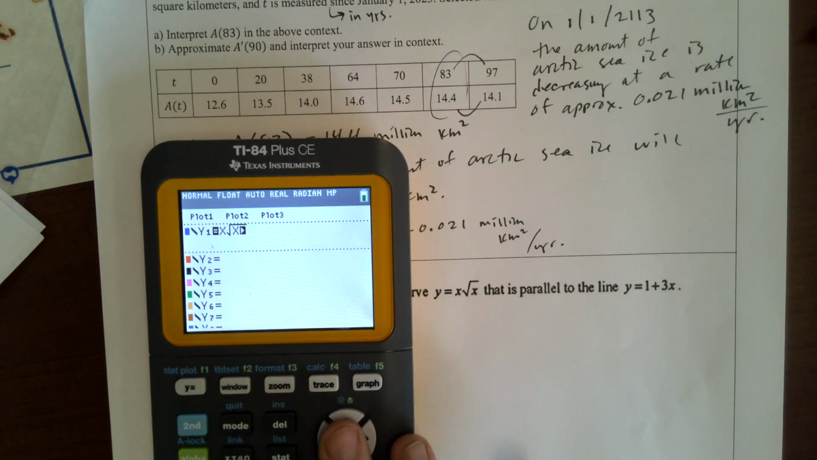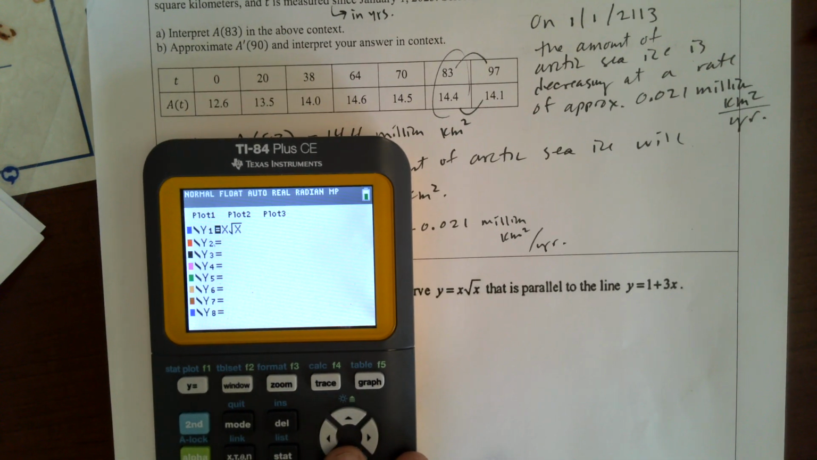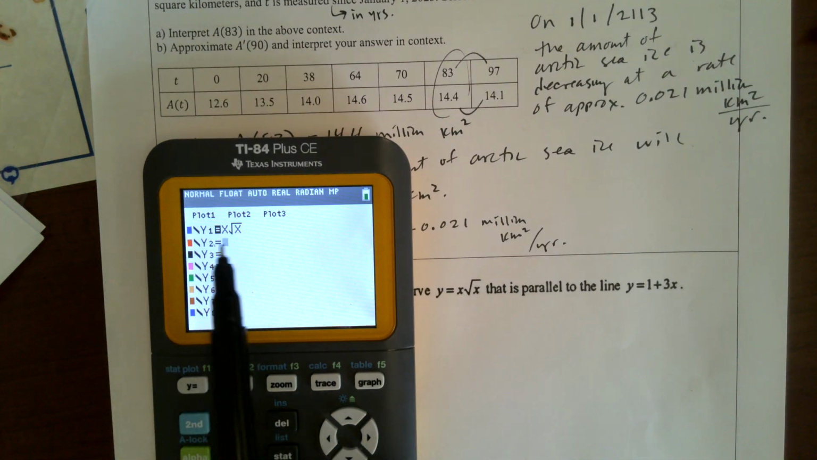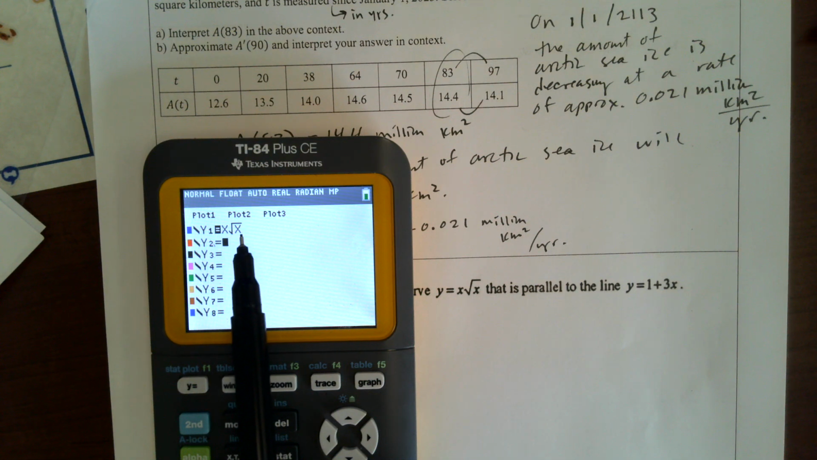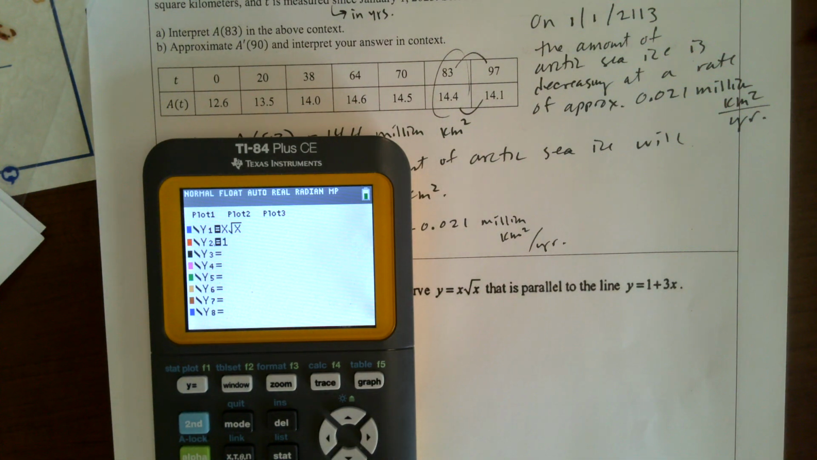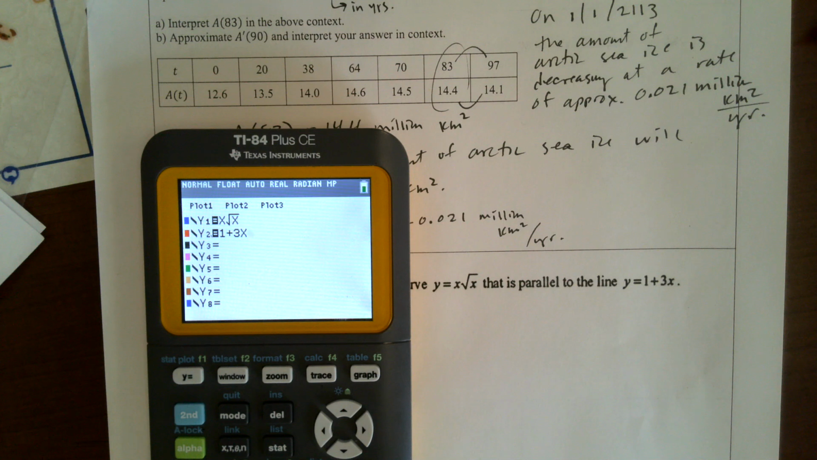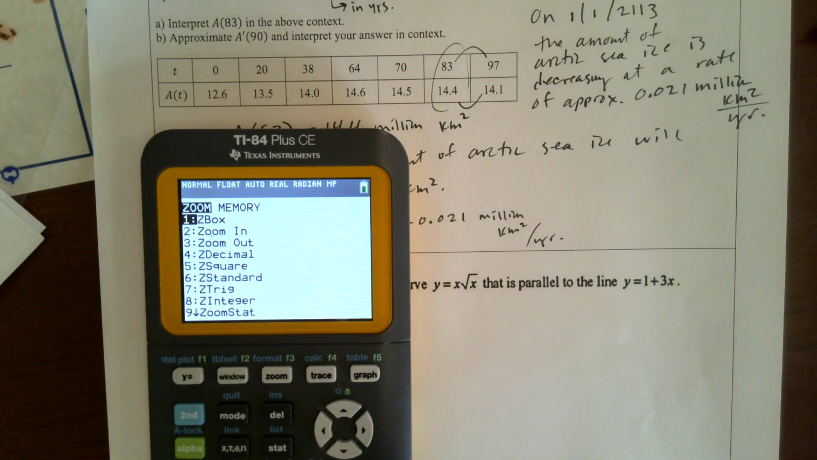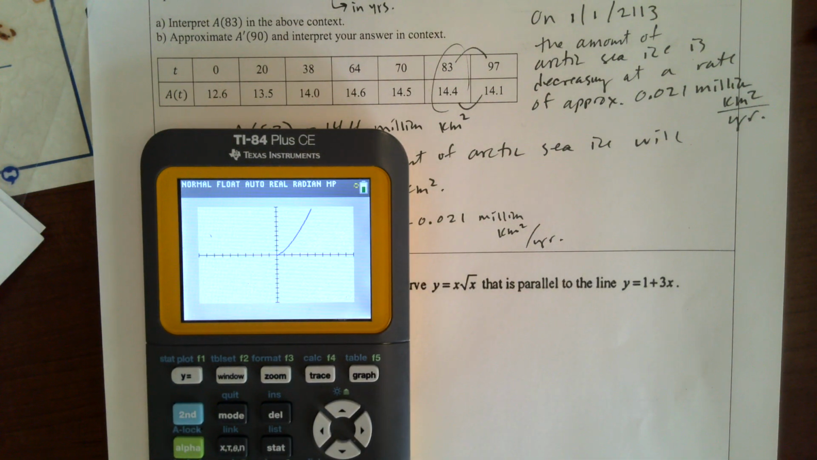And now that's my function, and I'm trying to find the equation of the tangent line to the graph of this, and I want that tangent line to be parallel to another graph, which is a line, 1 plus 3x. And zoom 6 will go from negative 10 to 10.